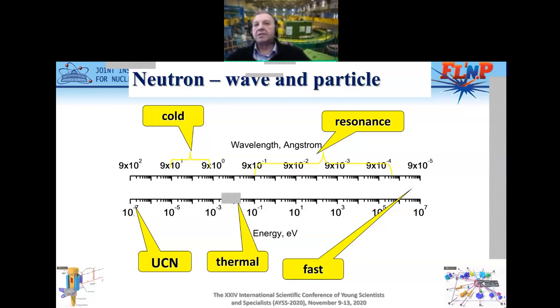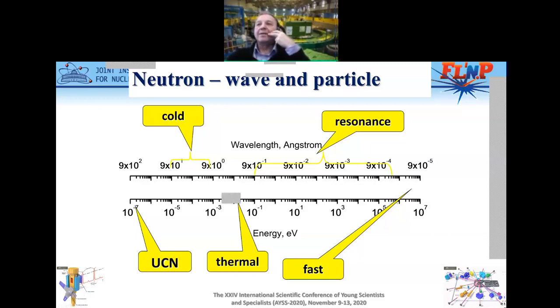Coming to the energy, starting from 10 to the minus 7 electron volts to 10 to the 7 electron volts, so 14 orders of magnitude, starting from nano electron volts to mega electron volts. And here you can see the terminology, how we are calling these neutrons. So fast neutrons have energy from 1 mega electron volt and higher.